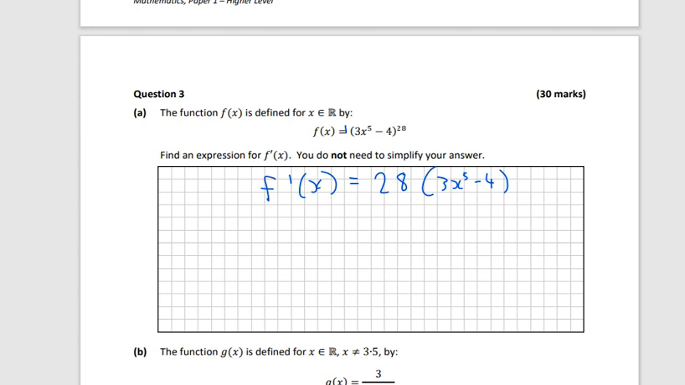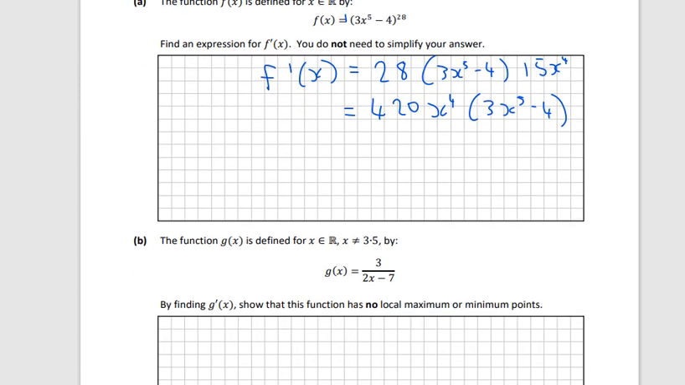So I have to multiply by the differential of what is inside the brackets. And that is just going to be 15x to the power of 4. It says you don't need to simplify your answer. I'm just going to do the 15 times the 28 anyway and call it 420 x to the power of 4, 3x to the power of 5 minus 4. And I won't bother multiplying out the brackets. You might need to, but we'll see what we have to do next.